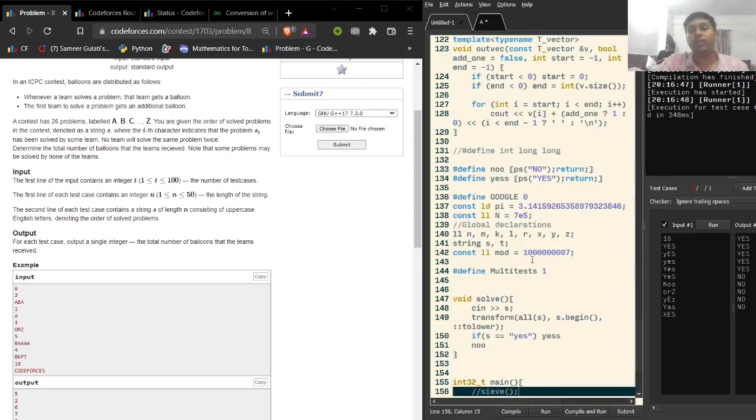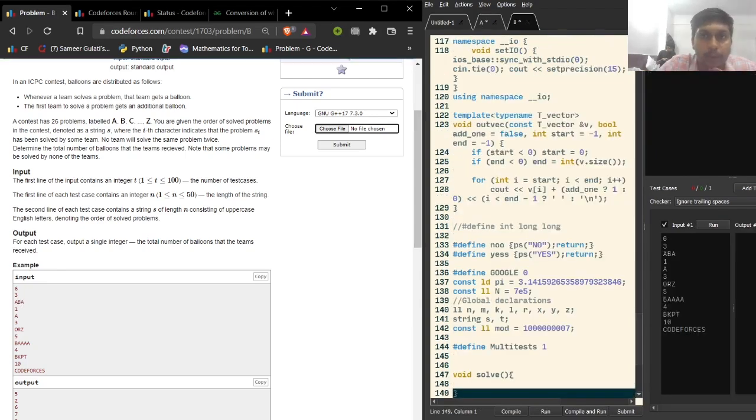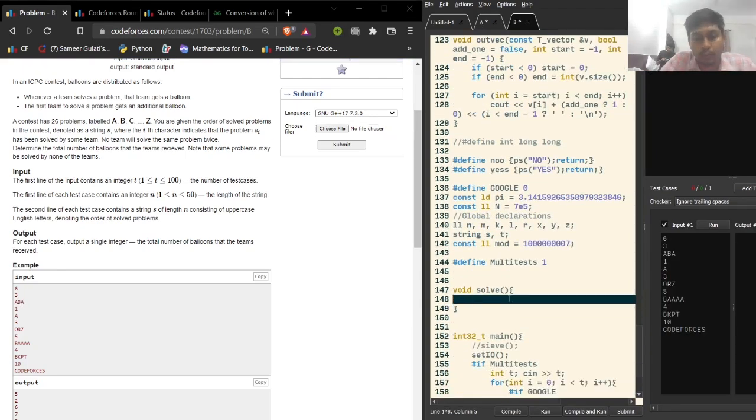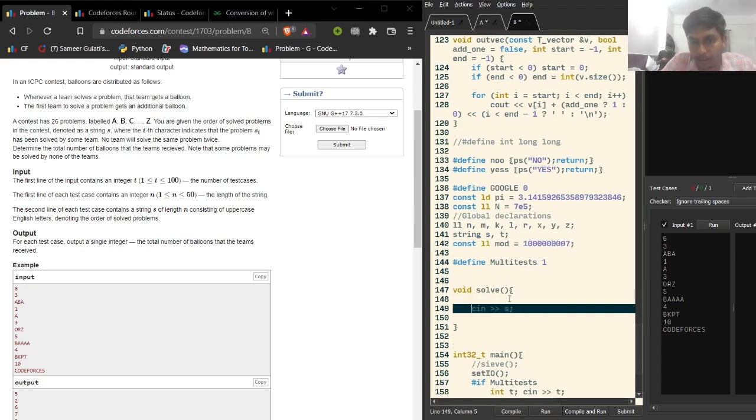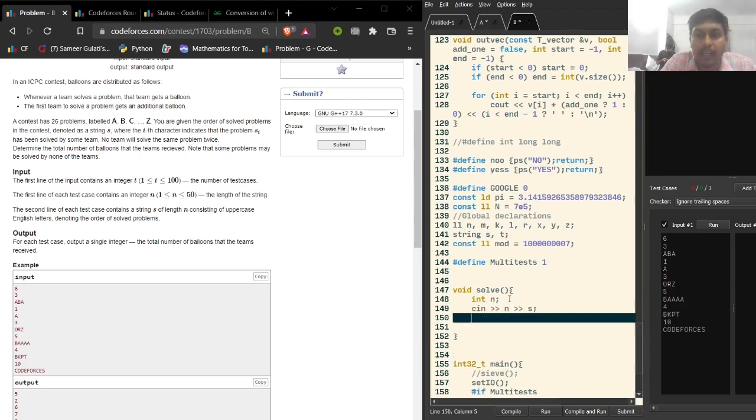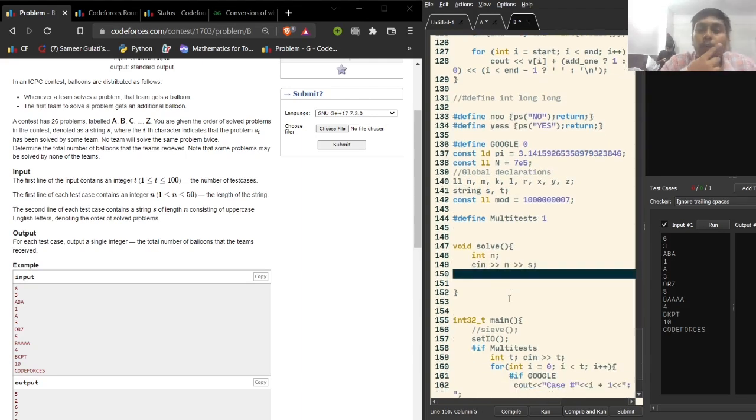So what I'm trying to say is that all of these letters represent that a problem has been solved. So we can just input them and just see how many unique problems have been solved from A to Z, and those will give the team an extra balloon. So we have the total length of the string plus the number of unique characters in the string, which represent the first solves. So you could just probably do it this way.